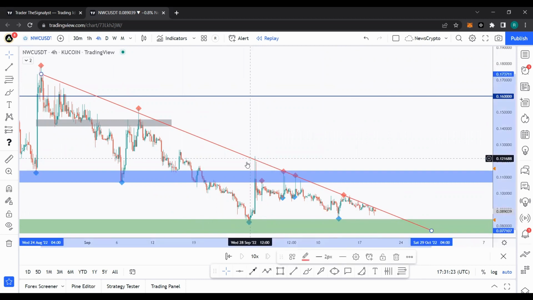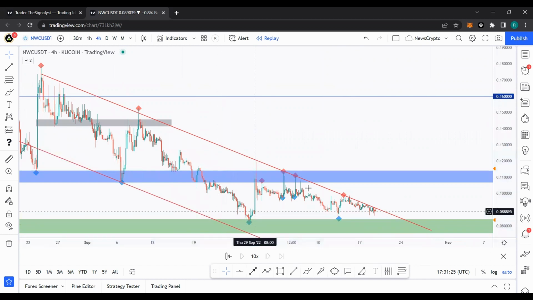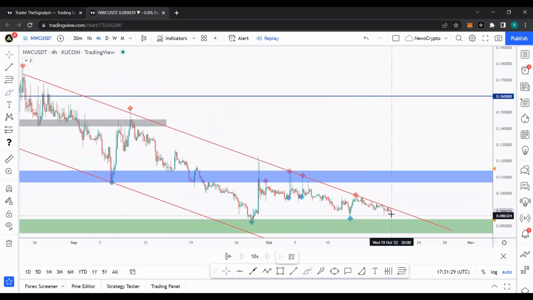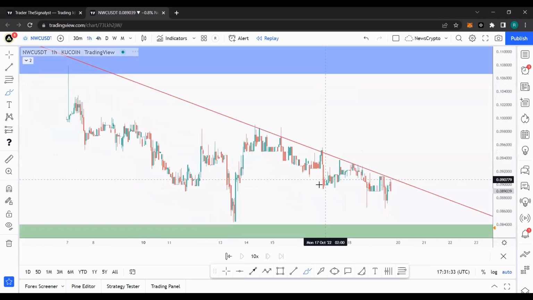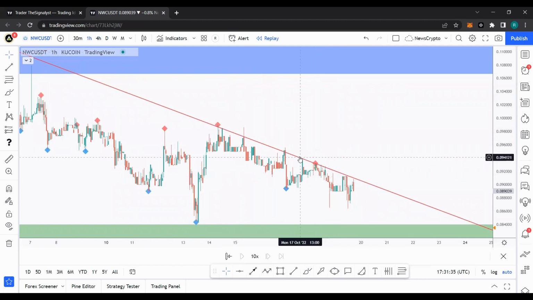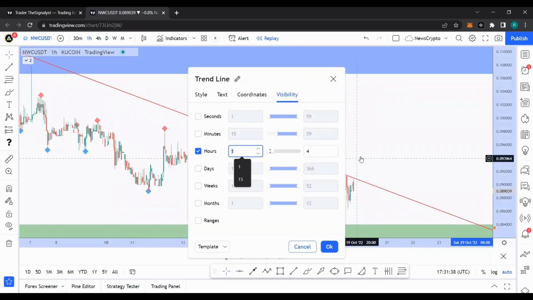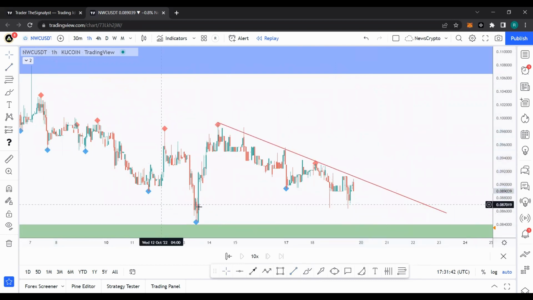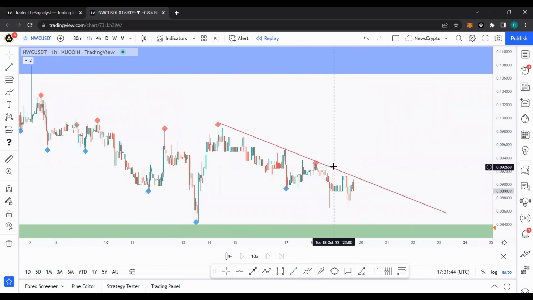Okay, and make an offset for it. That's it. Now around the support area, if we zoom even lower, we can even draw one more trend line, which is this one. Let me appear on H1, that's it. Okay, a shorter term trend line lining up with the longer term trend line from H4.